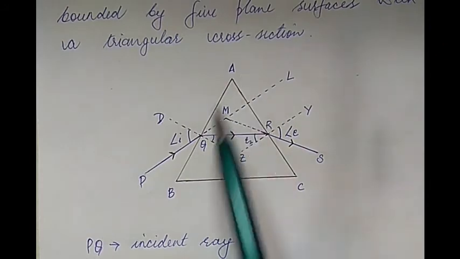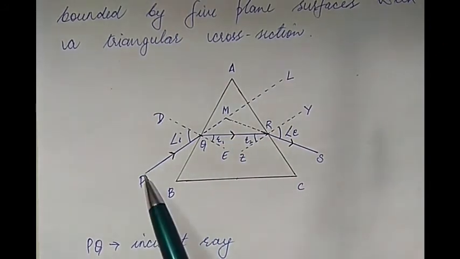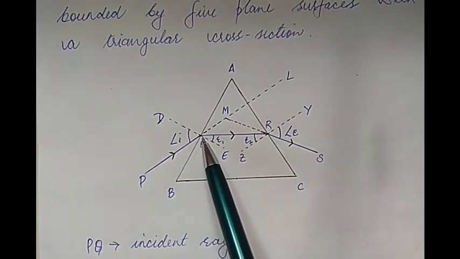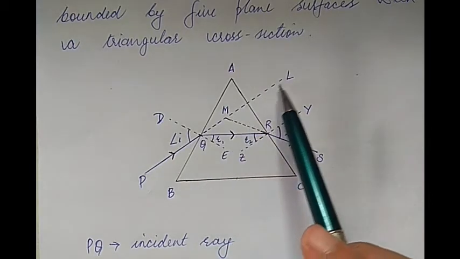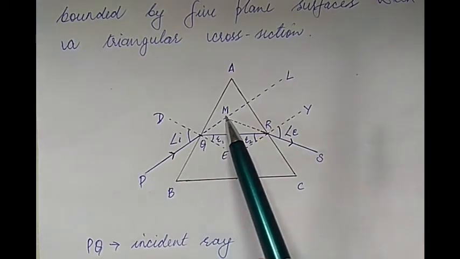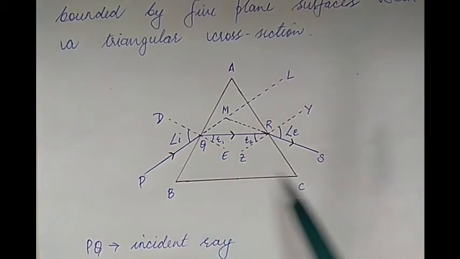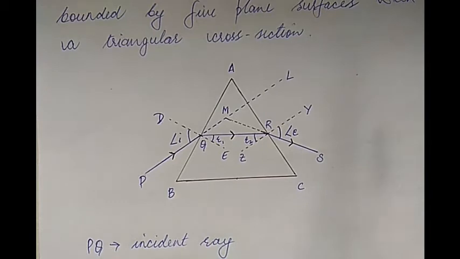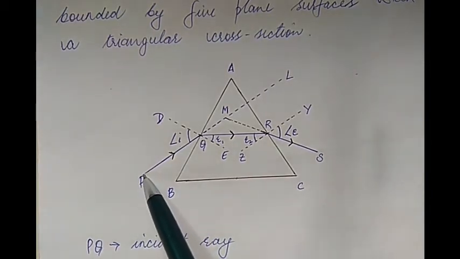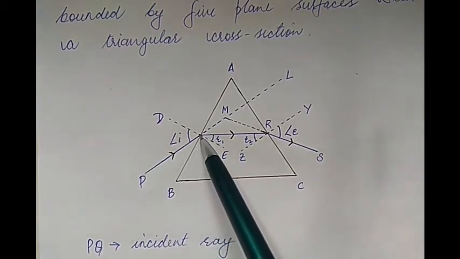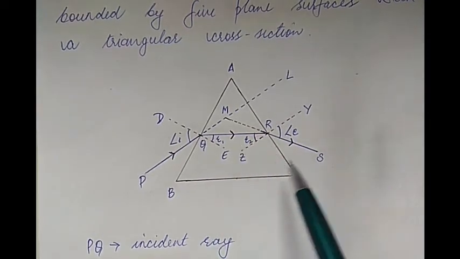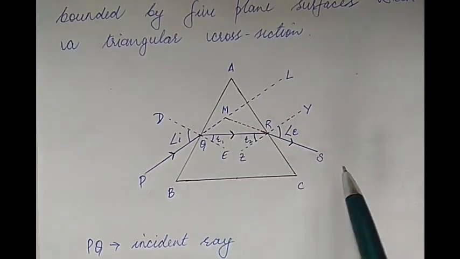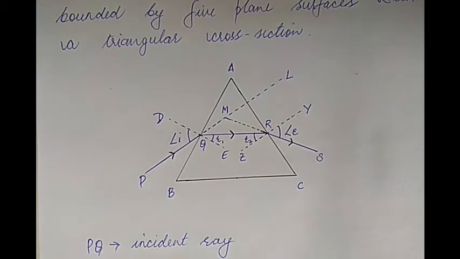Now, if this prism ABC was not here, then the incident ray PQ would have continued to travel in this direction, that is along PQML. But because of the prism, refraction is happening, and thereby the ray of light which was initially traveling along PQ or PQML eventually comes out along MRS. So it comes out in this direction because of the refraction taking place through the prism.